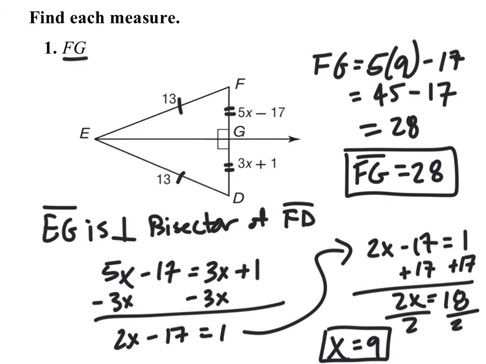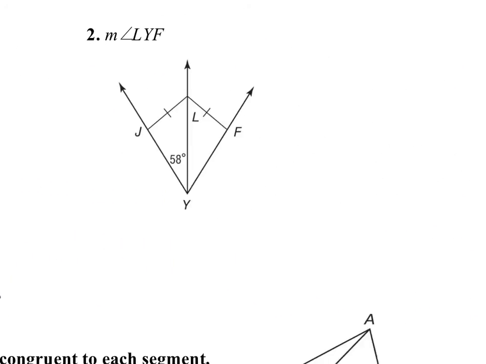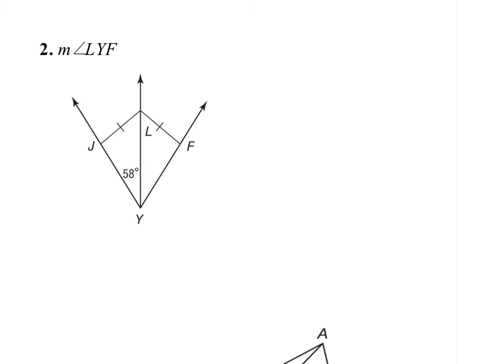Let's go ahead and take a look at number 2. The thing that I know here is it wants us to find the measure of angle LYF, the whole measure. So here's what I've got to do. I know that JL is congruent to LF.